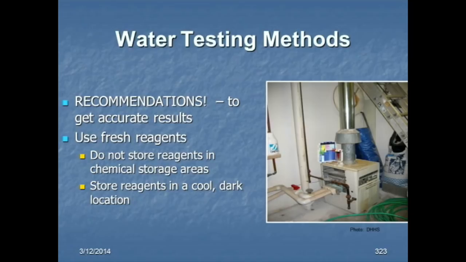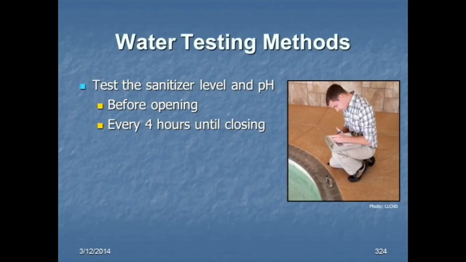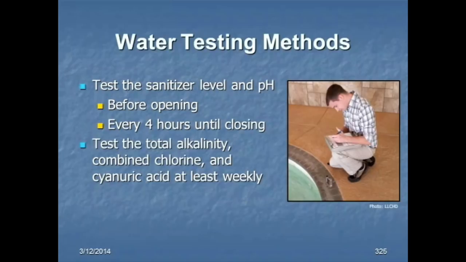The testing for your sanitizer, chlorine or bromine, and the pH. We've already talked about this. Prior to opening, whenever that may be, whether you've got swim lessons or just an open general swim that starts at 1 o'clock, is the water safe? Before opening and then every 4 hours, the sanitizer and the pH need to be tested when the pool is open. Every week, we want to see the total alkalinity numbers verified.